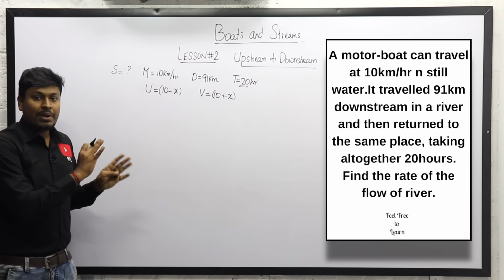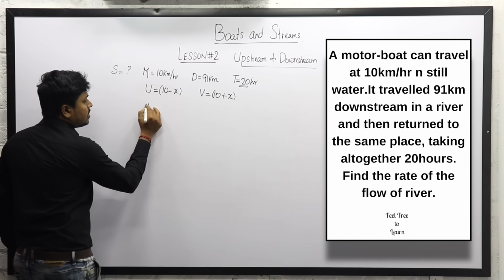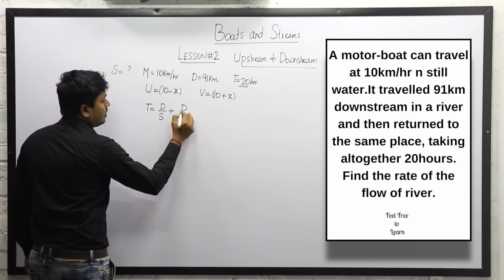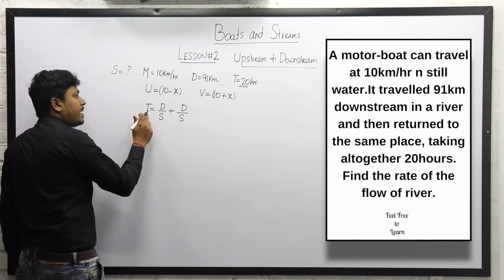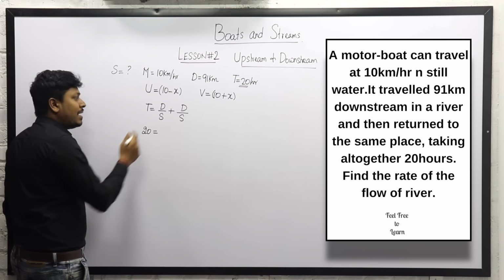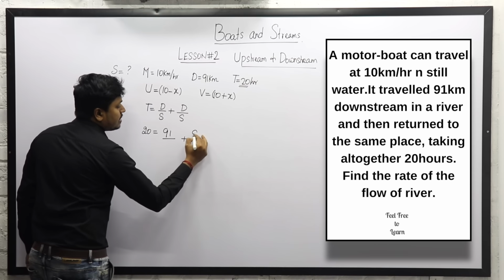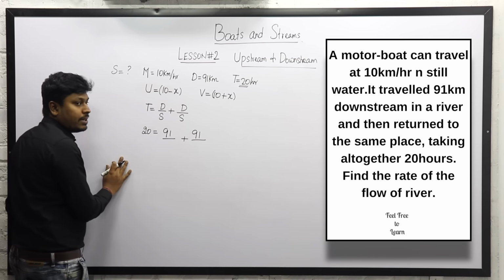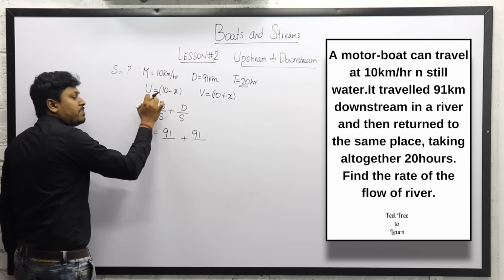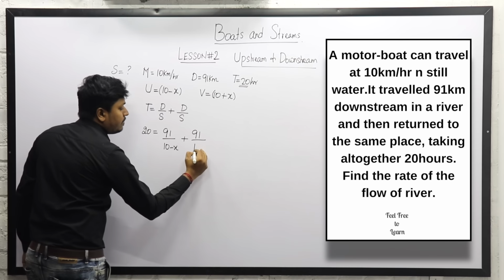Now we are going to apply all these values in the normal traditional formula. That is, time is equal to distance divided by speed plus distance divided by speed. Time taken is directly given, that is 20 hours. Distance is also given, which is 91 km. Similarly, both the distances are 91 km. Just listen here. What about the stream speed? First will be upstream, 10 minus x. Similarly, downstream speed will be 10 plus x.